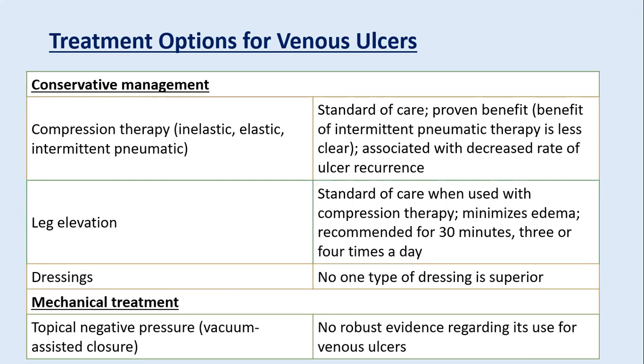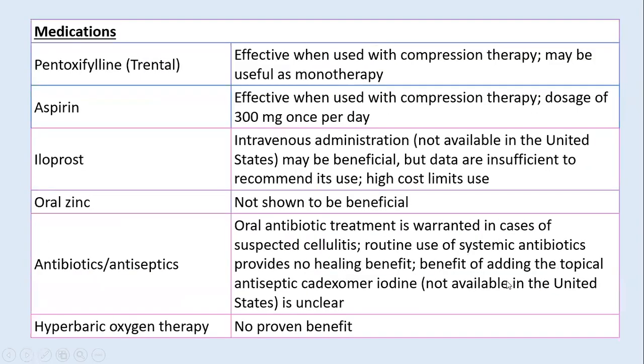Mechanical treatment includes topical negative pressure or vacuum-assisted closure. There is no robust evidence suggesting its effectiveness in venous leg ulcers. There is a long list of medications. The first is pentoxifylline or Trental. It is effective when used with compression therapy and can be used as a monotherapy. Aspirin is effective when used with compression therapy. The dose is 300 milligrams once a day.